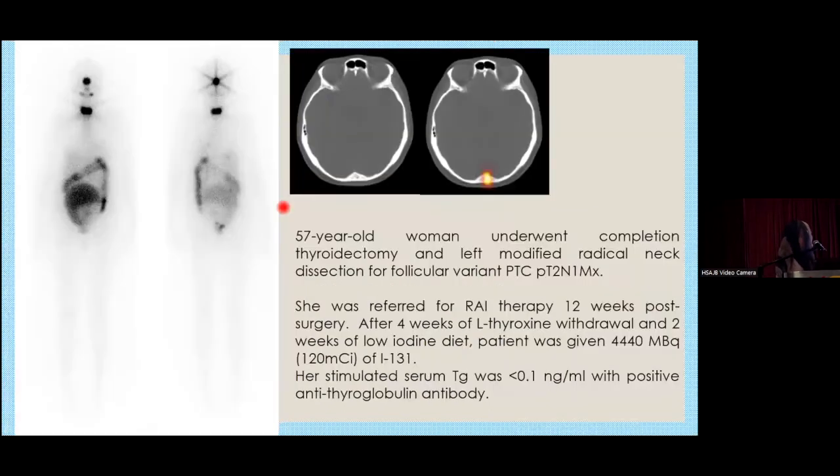Now another patient of ours, a 57-year-old woman, underwent completion of thyroidectomy and left modified radical neck dissection for follicular variant of papillary thyroid carcinoma, pT2N1. She was referred for radioiodine therapy. So after 12 weeks of surgery, she was given 120 mCi of iodine. And her stimulated serum TG is less than 0.1, but the anti-TG is positive.